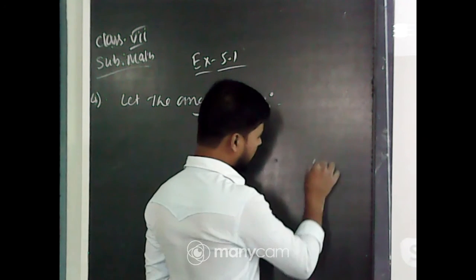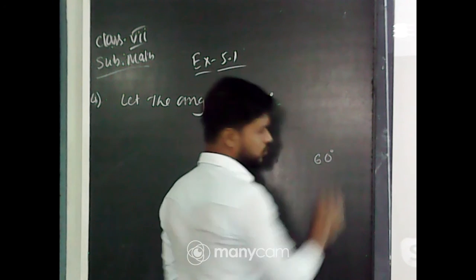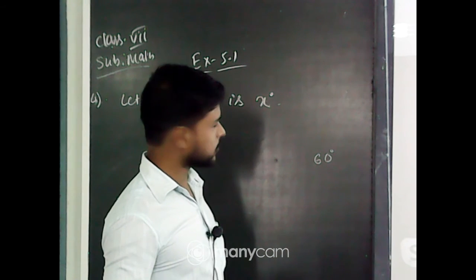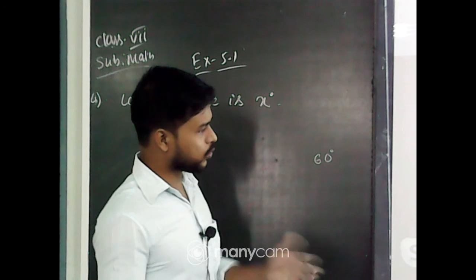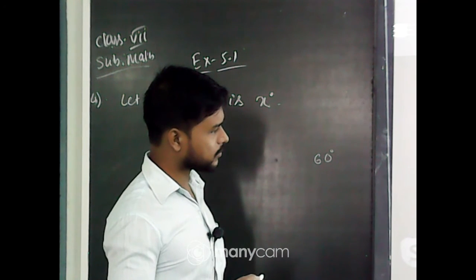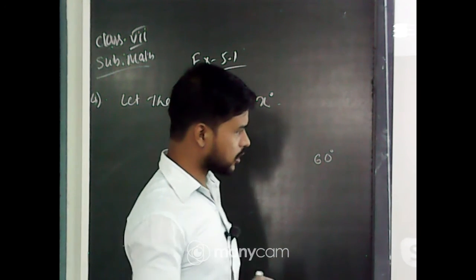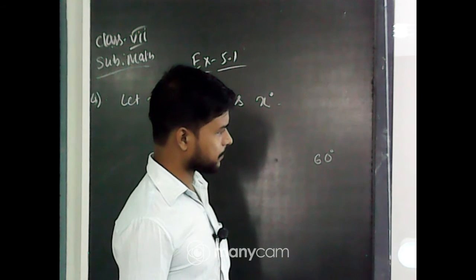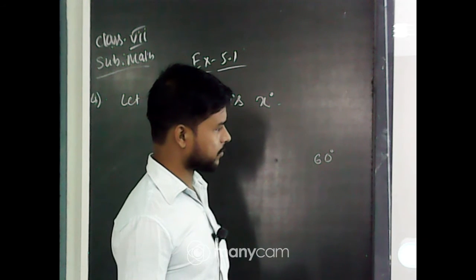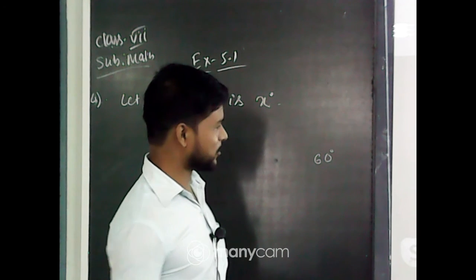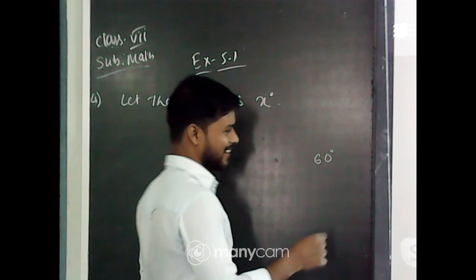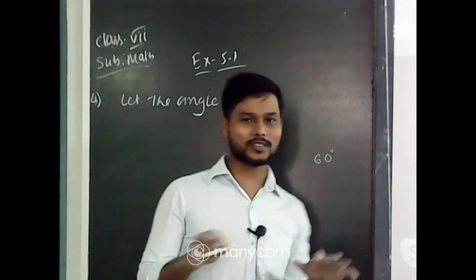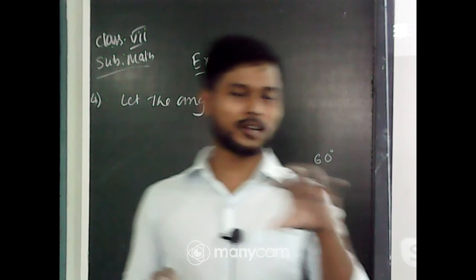Suppose one angle is 60 degree. So what will be its complementary angle? Now tell me. If one angle is 60 degree, so what will be its complementary angle? The process, I think. Not 60 by 2. No. Look, yes, very good.